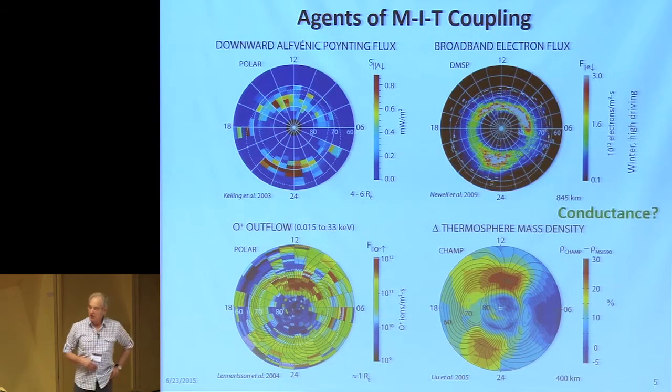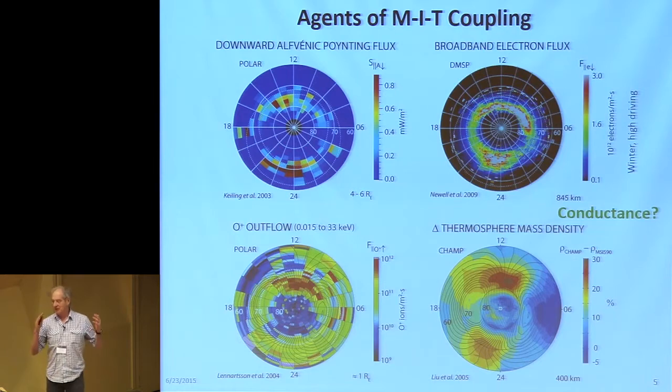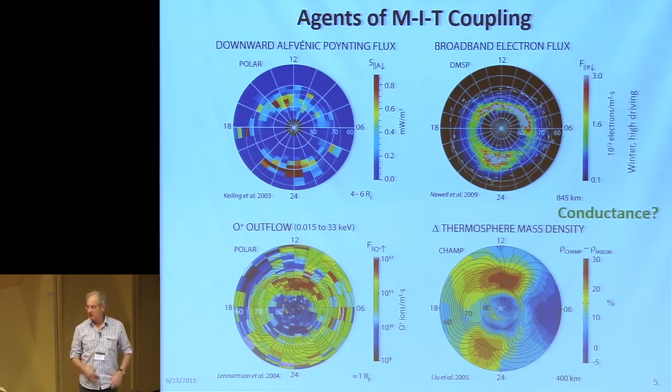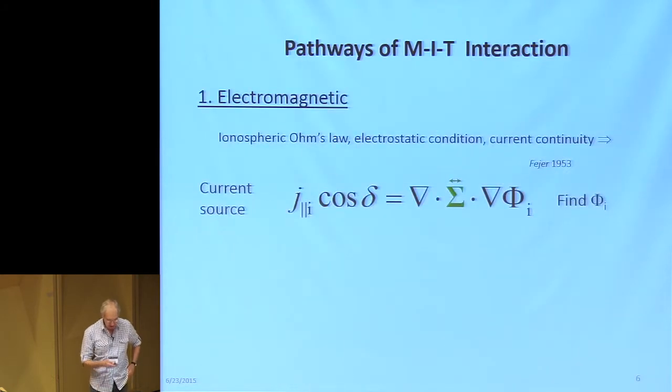And a note to self here, conductance. I wish we had some actual data to show conductance patterns like this, because it is really an important agent in magnetosphere-ionosphere-thermosphere coupling. I think it's one of the challenges ahead of us.